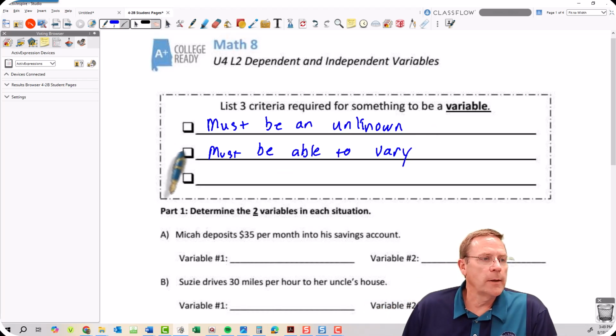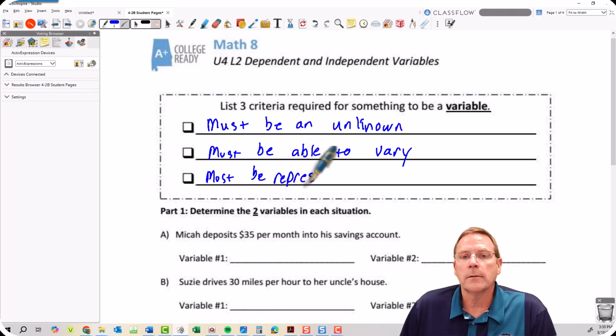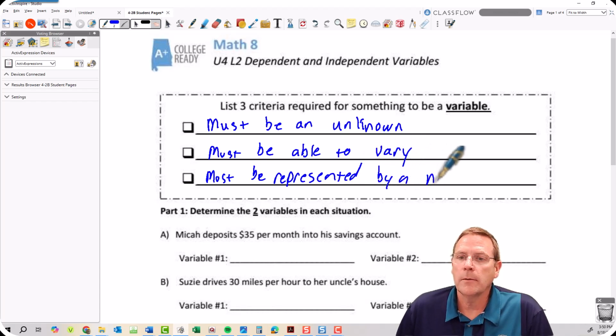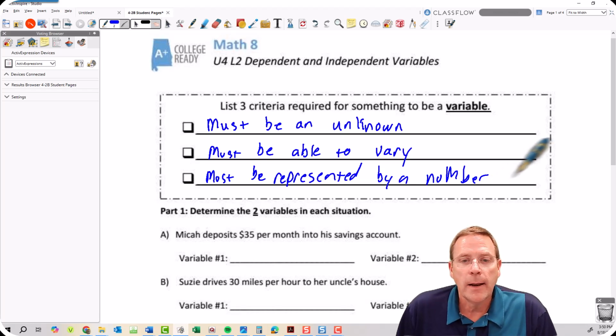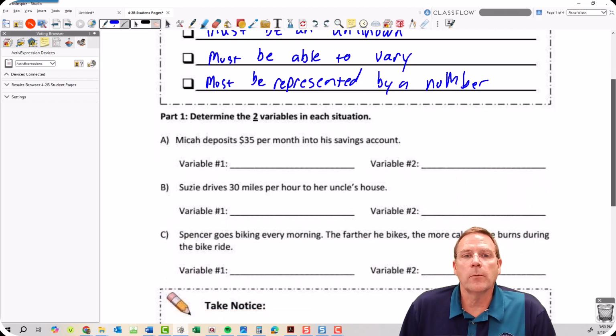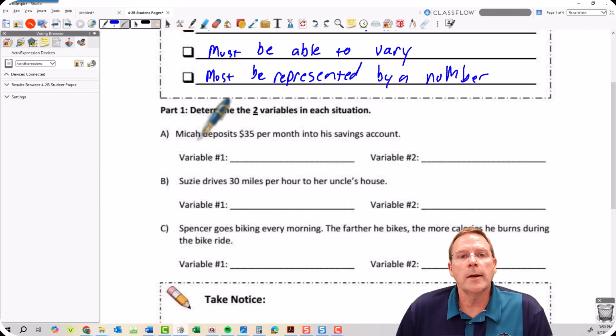And the final thing is it must be represented by a number. So there's your three things that end up being needed in order for it to be considered a variable. Now, with that in mind, we've got our input variables and our output variables here. It says determine the two variables in each situation. So right now we've got Micah deposits $35 per month into his savings account.